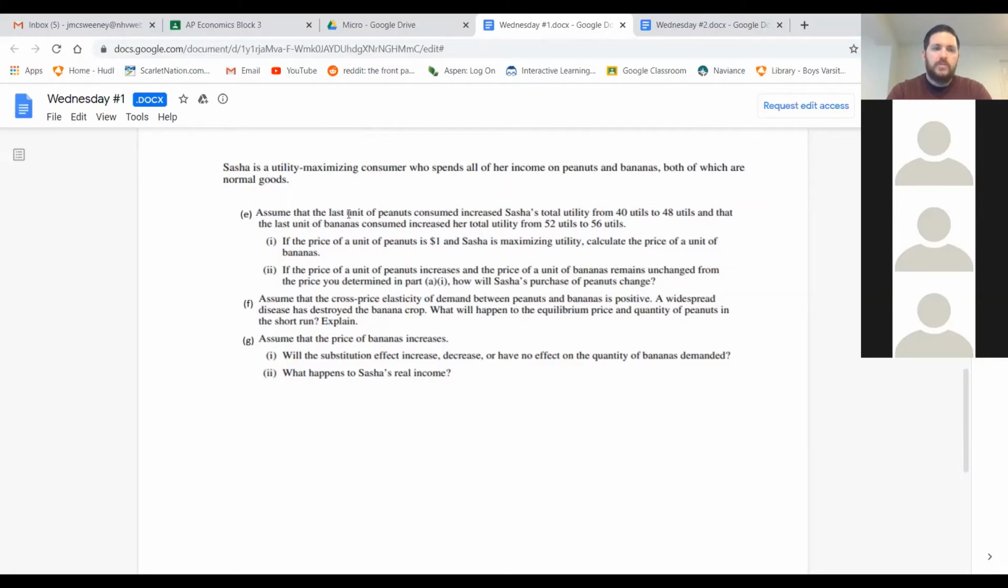You're more willing to take an Uber as your income increases versus that of mass transit. All right, so let's check it out. Assume that the last unit of peanuts consumed increases Sasha's total utility from 40 utils to 48 utils, and that the last unit of bananas consumed increases her total utility from 52 utils to 56 utils.